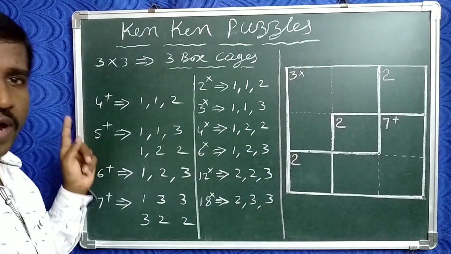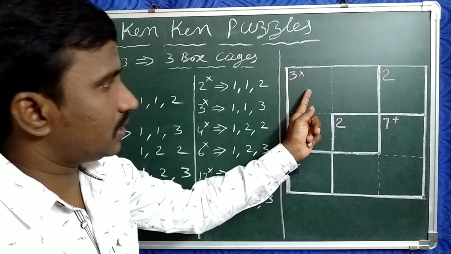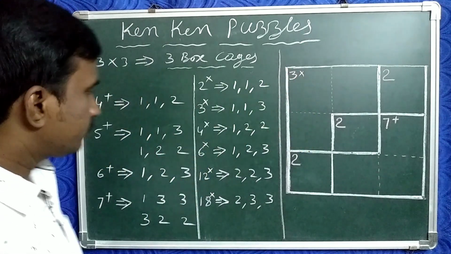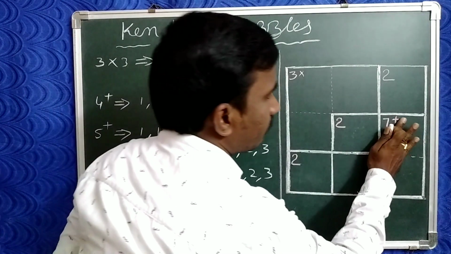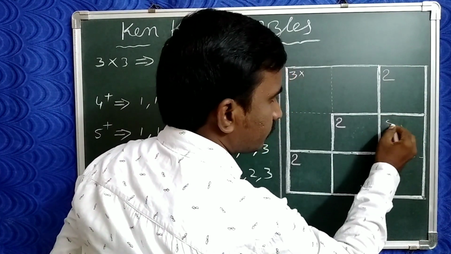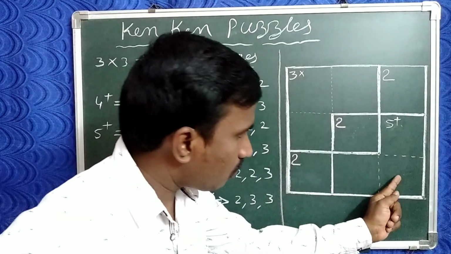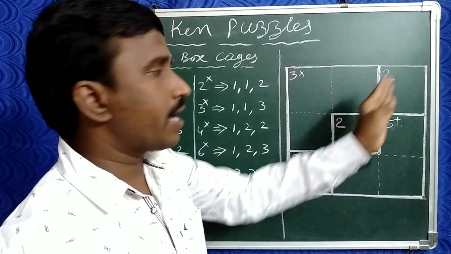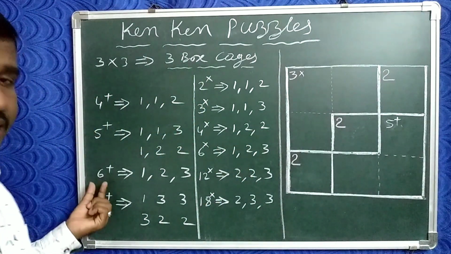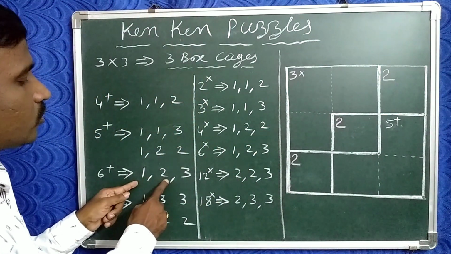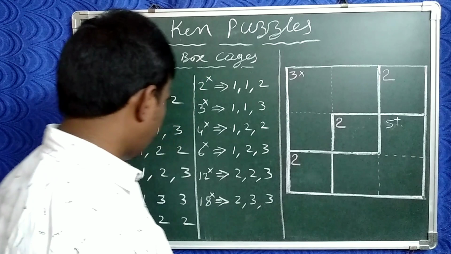Suppose given 5 plus. 5 plus also 1 plus 1 plus 3, or 1, 2, 2. What are the possibilities? 1, 2, 2. So write here 1, 2, 2, because in the same line two 2s can't be together. That's why 2, 2, 1. Suppose given 6 plus. 6 plus means 1, 2, 3. So 1, 2, 3 can be either a corner box or a straight box.